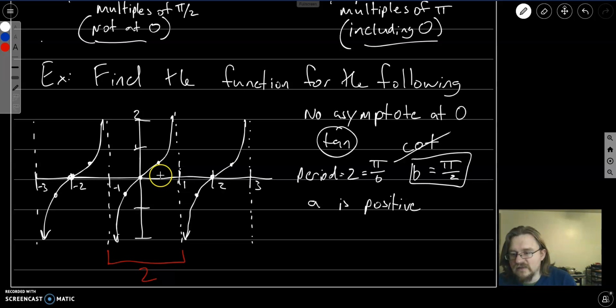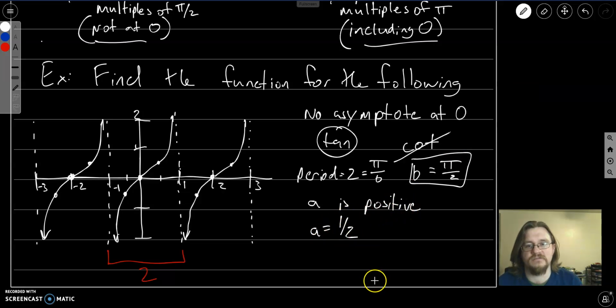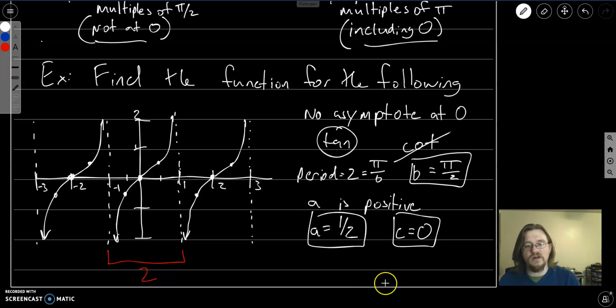However, we know that if we look at our tangent function, directly in between the asymptotes, we should cross 0. And in between 0 and an asymptote, we should be at 1, but we're not at 1. We're at exactly 1/2 of that. So a is going to be equal to 1/2. And since we are hitting 0 directly in between the asymptotes, c is also equal to 0. We haven't shifted this up at all. So we know all of our ingredients.